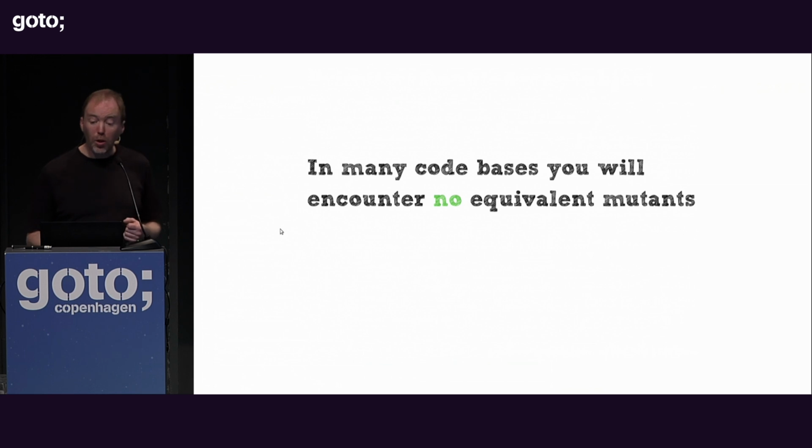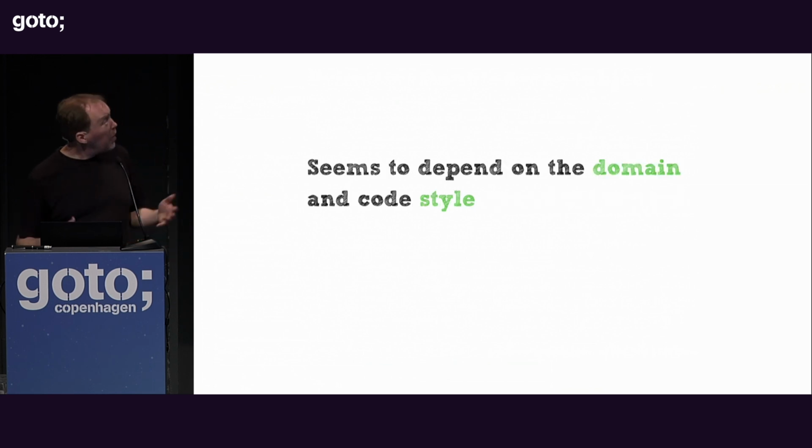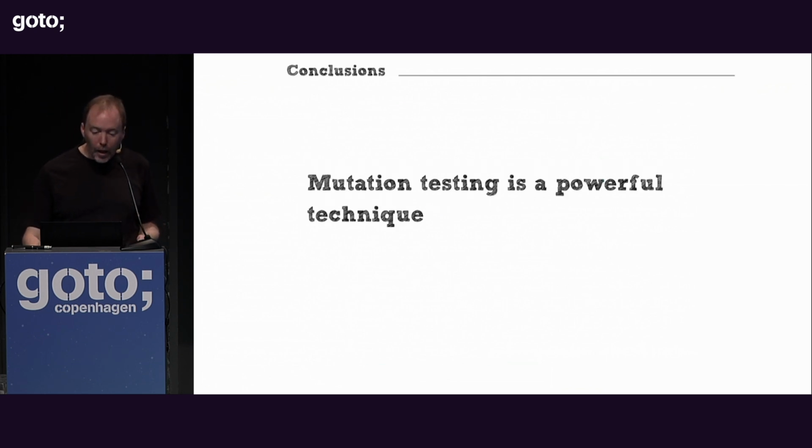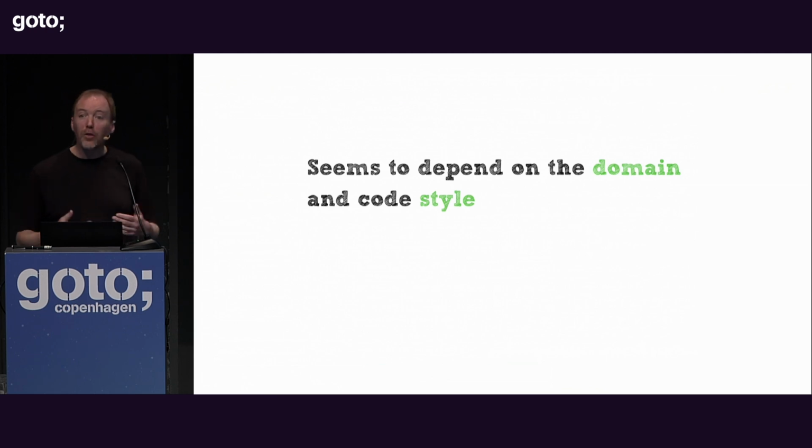So actually often you'll encounter no equivalent mutants in your code. It seems to depend largely on the domain you're working in and your style of coding. In fact, PIT is designed to try and minimize the number that it generates. It can't guarantee it won't produce any, but the operators are designed so it's not too likely.